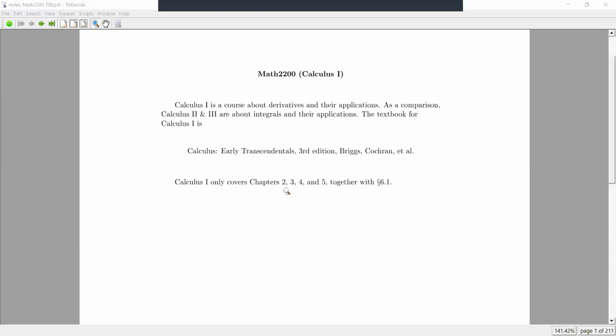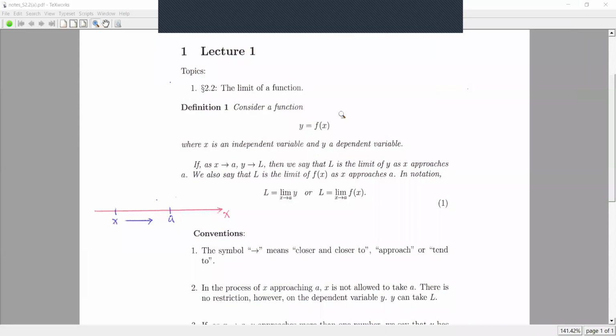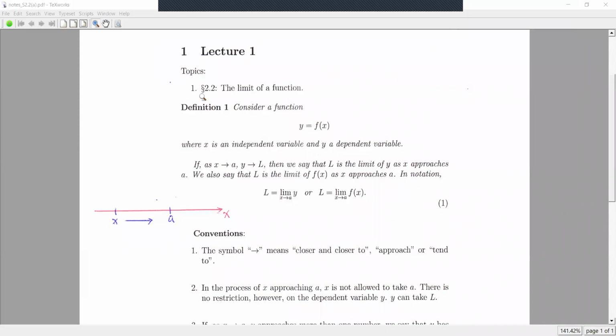About Chapter 2, my teaching schedule is I first teach the second section of Chapter 2, 2.2, then 2.1, then 2.3, 2.4, and so on. Today, we study section 2.2. The topic is the limit of a function.